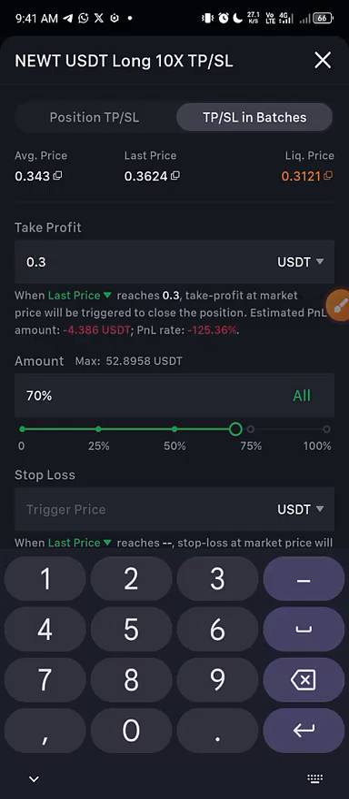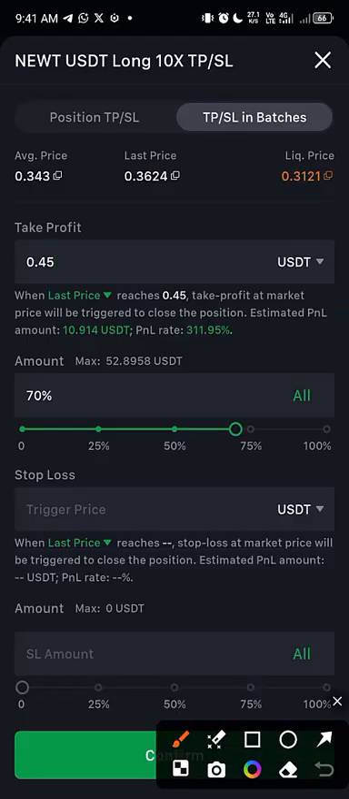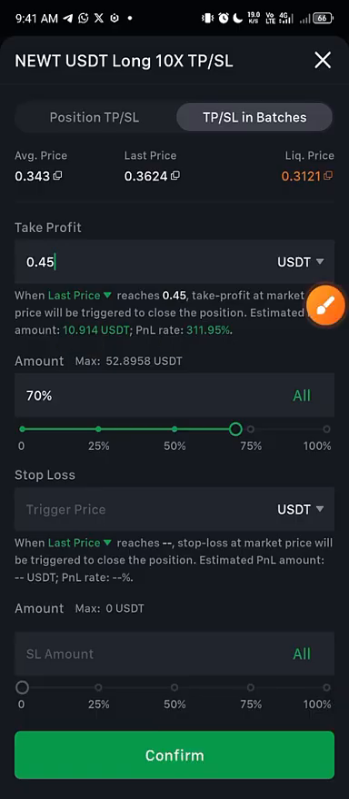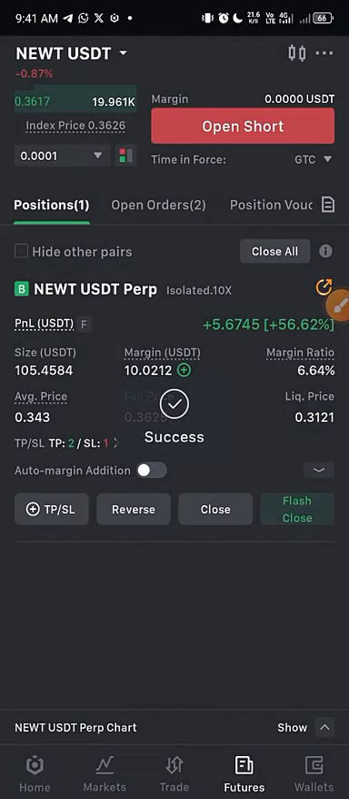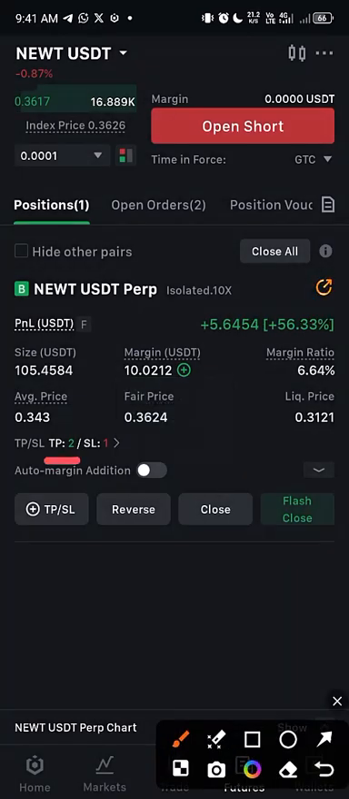Now at 70%, I want to set 0.45. So at 0.45, now 70%, I'll be getting $10 and I'll be selling at 311%. So that is what I'll be getting from this particular one. So I'll put again confirm. Now if you look at this place now, I have two TPs. You can see TP is 2, SL is 1. So I'll now set the remaining batch, which is 30% remaining now.